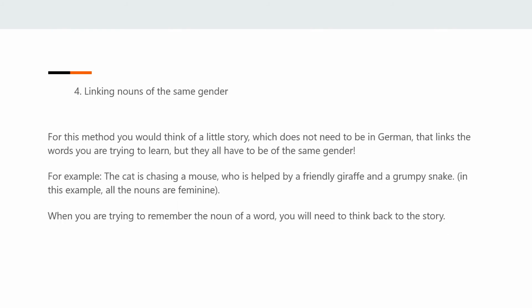Okay, so another method you could try is to make up a story, and it doesn't have to be in German, but in that story you would link nouns that have the same gender, and obviously try to make a very maybe strange story or an obscure story, so one that you can remember. And later on you would hopefully recall the gender of one of those nouns, and then by recalling the story, all of them.